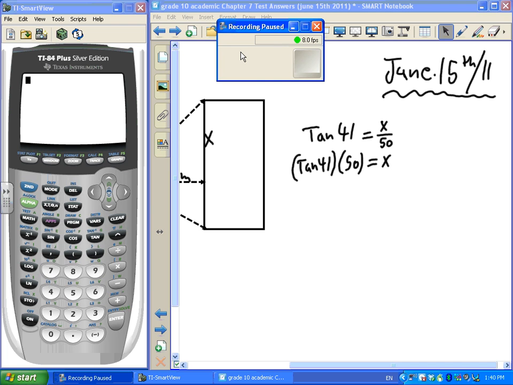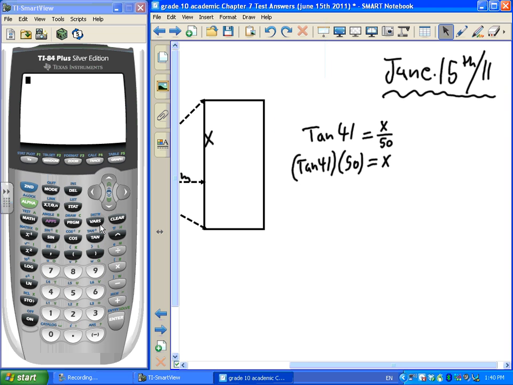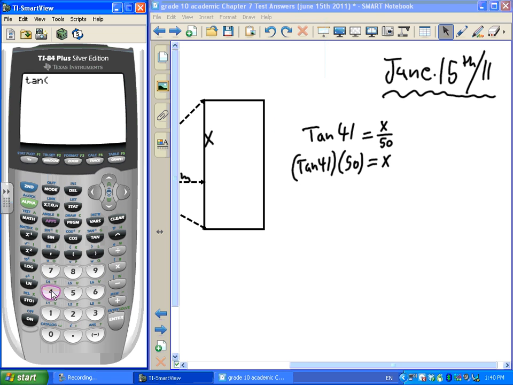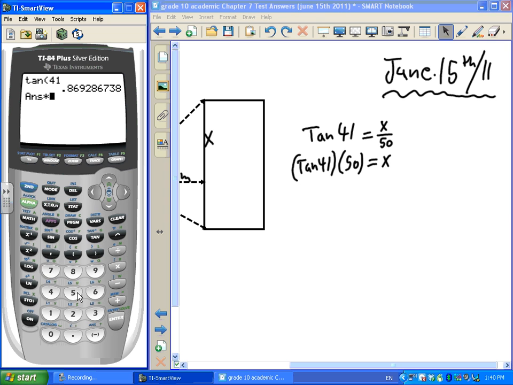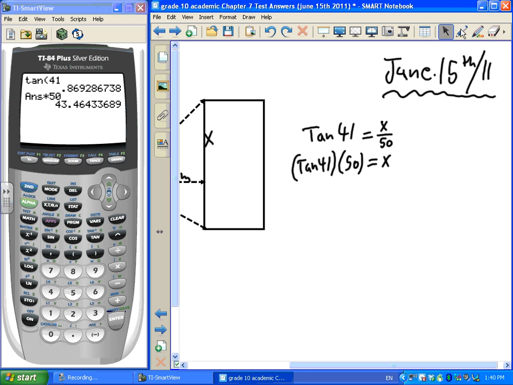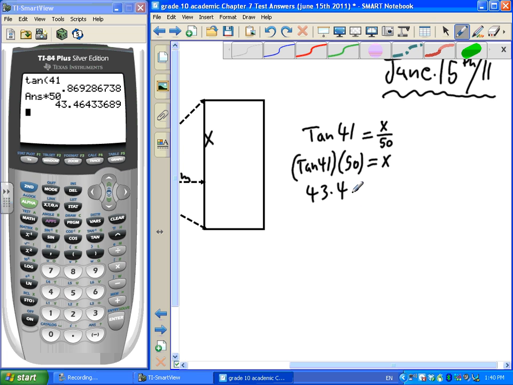So we're going to put tan 41 equals, and then multiply that number by 50, all in one step. So the height from the opposite balcony upwards is 43.4 meters. 43.4 is equal to X.